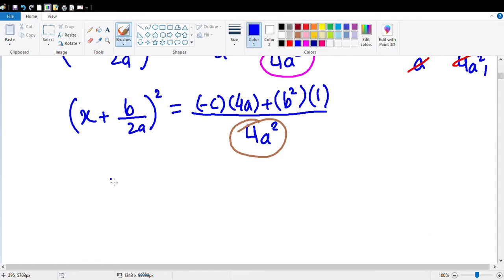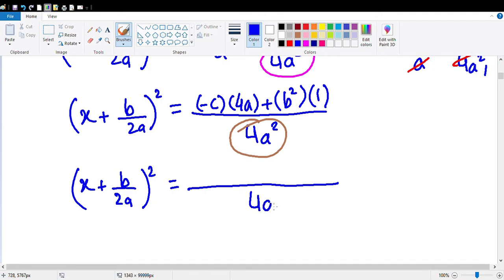And over here you're getting x plus b over 2a whole square is equal to, now let me just draw this line, 4a squared. And now let me choose this color. So minus c into 4a is going to be negative 4ac, is it not? Yes, it is. And 1 into b squared will be plus b squared.